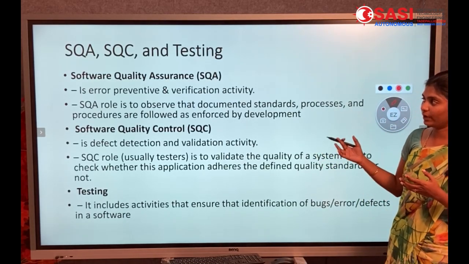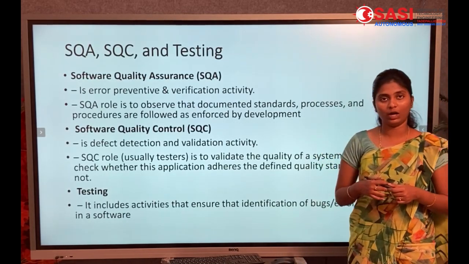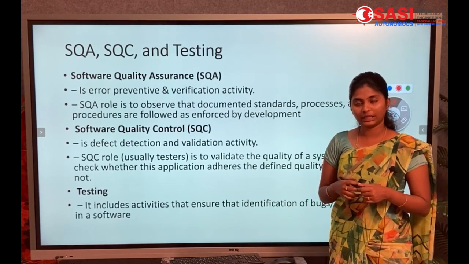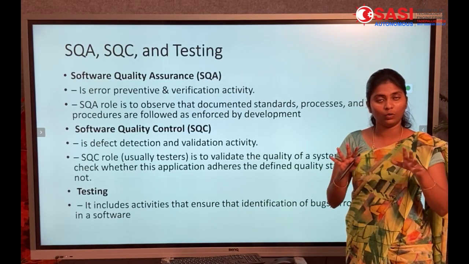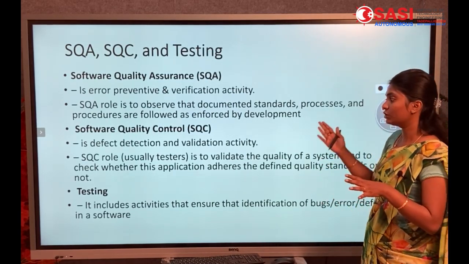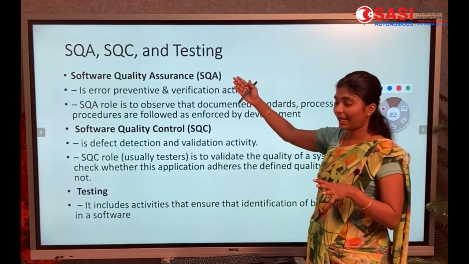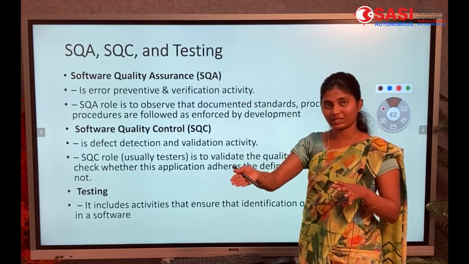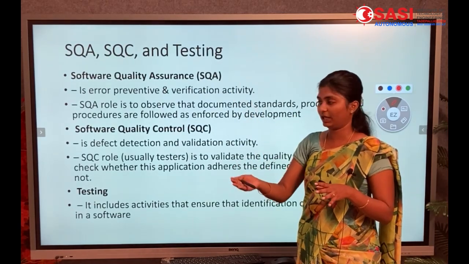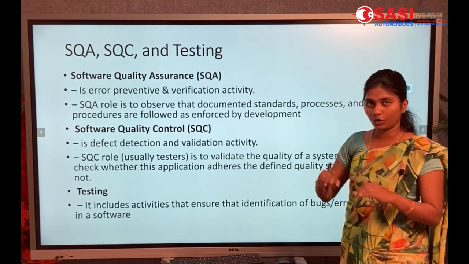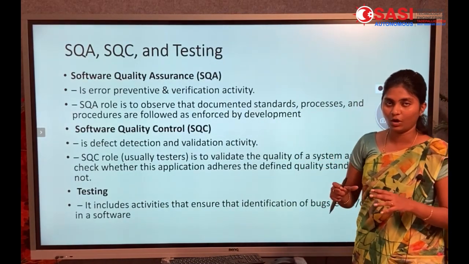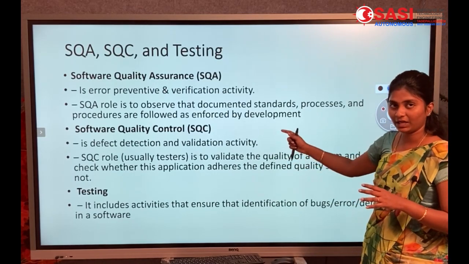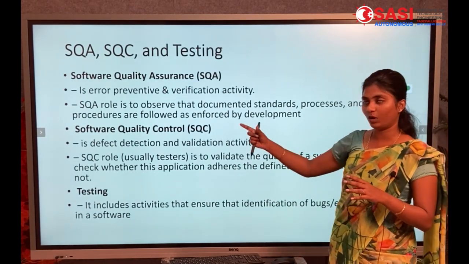Fine. Next one, we are going to talk about software quality control. Control means controlling the team, not only the team members, but the overall organization also. So quality assurance, assurance means trust, so it is the prevention of faults. Here in quality control, detection means identification and reducing the faults. So detection and reducing the faults is the quality control.